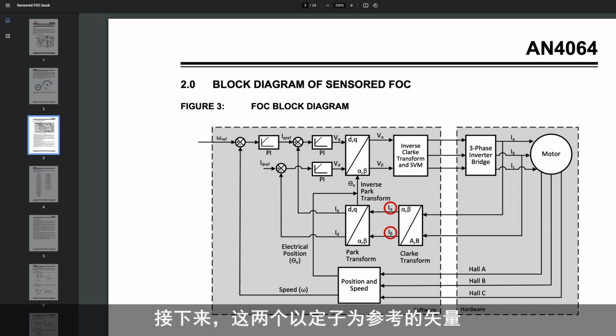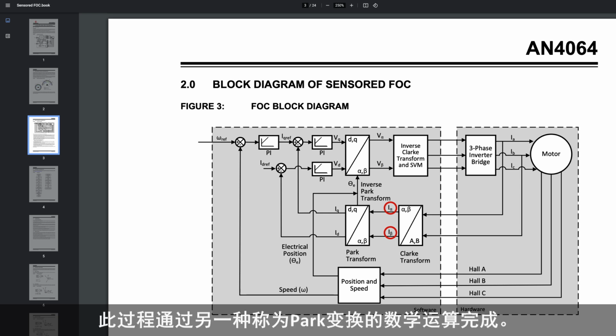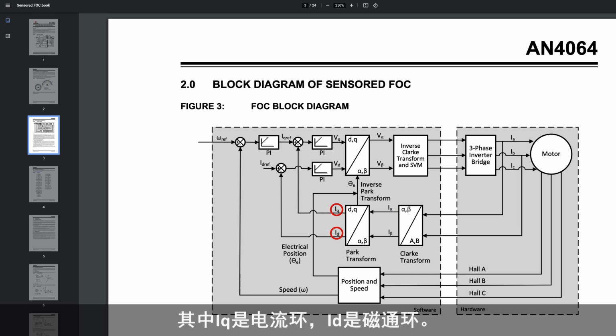These, again with reference to the stator, are now transformed into a rotating coordinate system instead of the regular two-axis system, and this is done by another mathematical operation called the Park transform. It rotates them into a direction which aligns with the magnetizing flux of the rotor. The output of that is ID and IQ. IQ is the torque current loop and ID is the magnetizing flux loop.